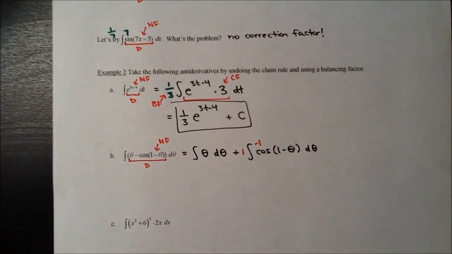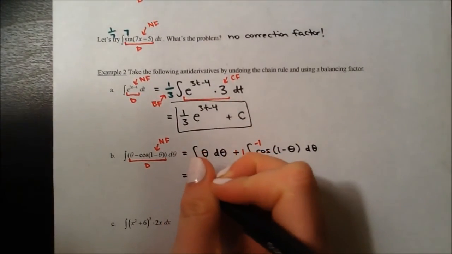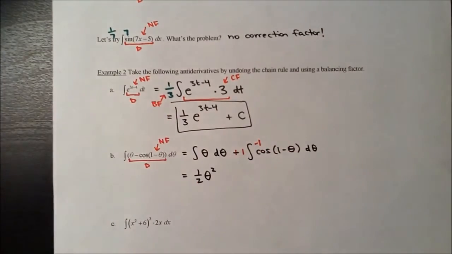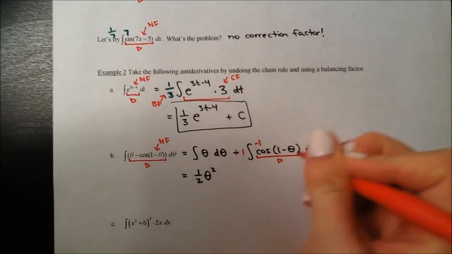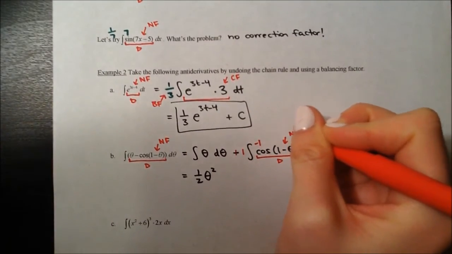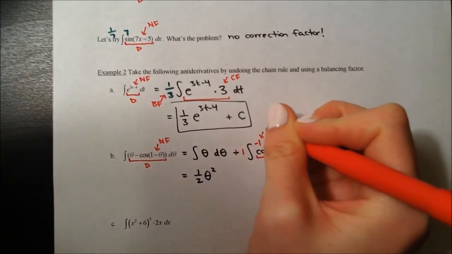Now let's take some antiderivatives. Antiderivative of theta is just a 1/2 theta squared. That's just a nice, neat power rule. Now here, when we take the antiderivative, this piece right here is our derivative. This is our nested function. We just added in the correction factor.